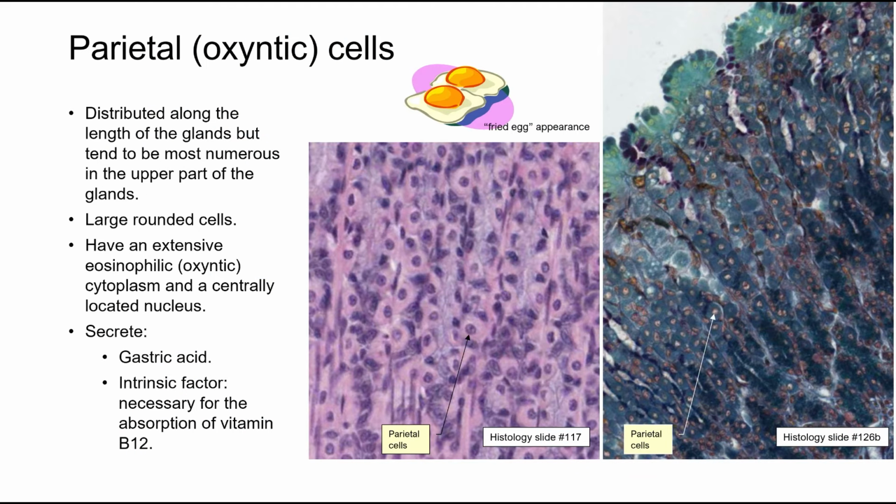So the next type of cells are the parietal cells, and they are present along the length of the gland, but tend to be most numerous in the upper part of the gland. As you can see here, this is the upper part of the gland. You can see it here in the eosin hematoxylin preparation. They are large cells, rounded. They have extensive eosinophilic cytoplasm with a centrally located nucleus, and usually they are described as having what we call a fried egg appearance. They secrete the gastric acid, the HCl, as well as the intrinsic factor. And this intrinsic factor is important for the absorption of vitamin B12 from the terminal ileum.